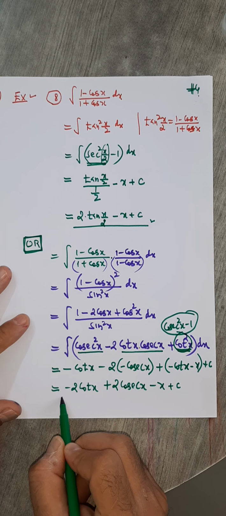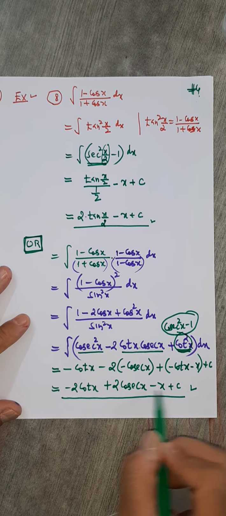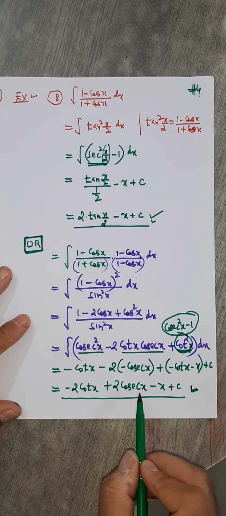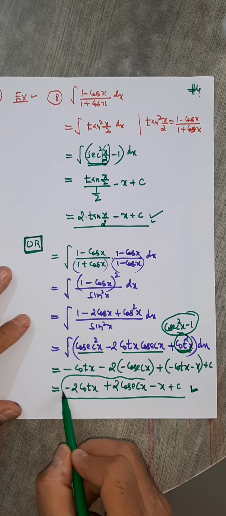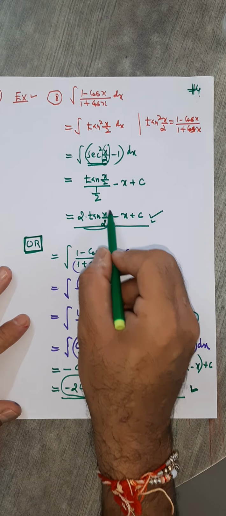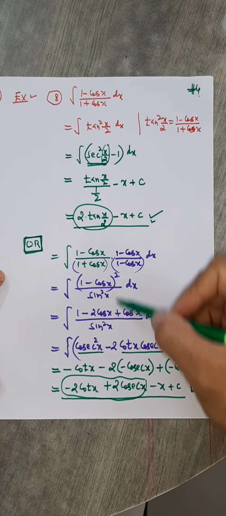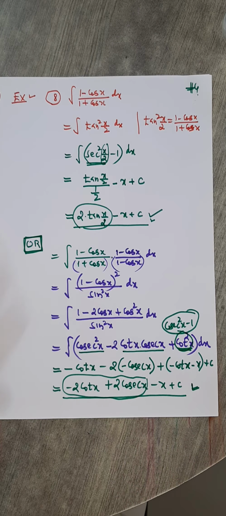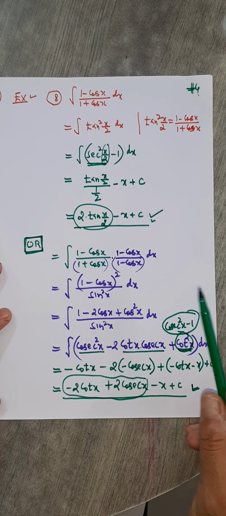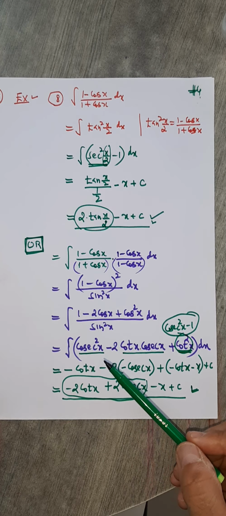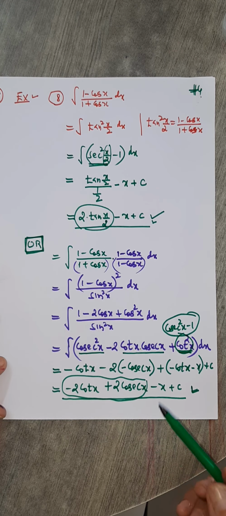This is also perfectly right. There is nothing wrong in this, remember. Both answers are looking different, but with a little trigonometry you can show that this is the same as this. So in subjective, whether I do it this way or this way, both are perfectly correct. In MCQ, it makes a difference. You need to keep your options in your mind, remember.